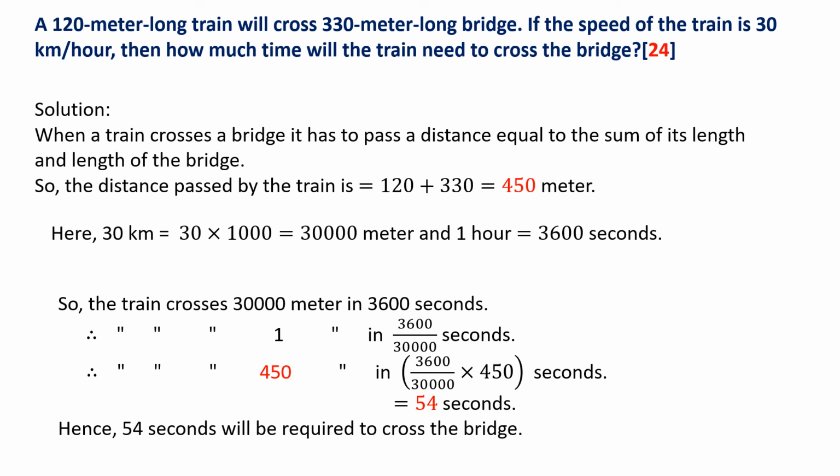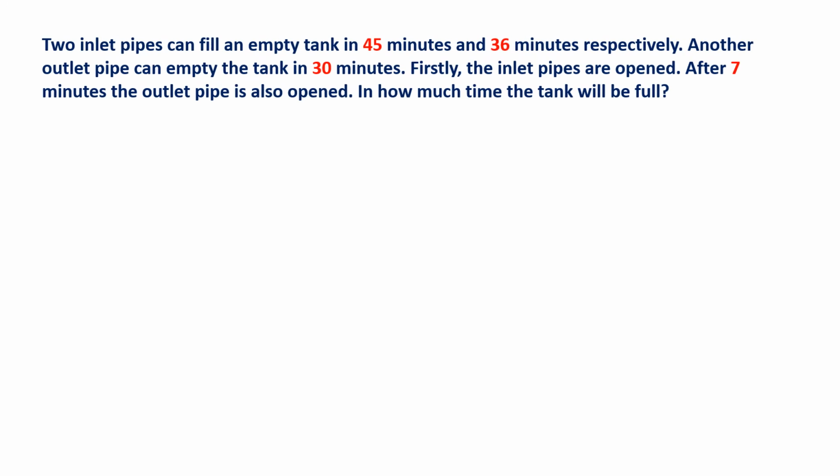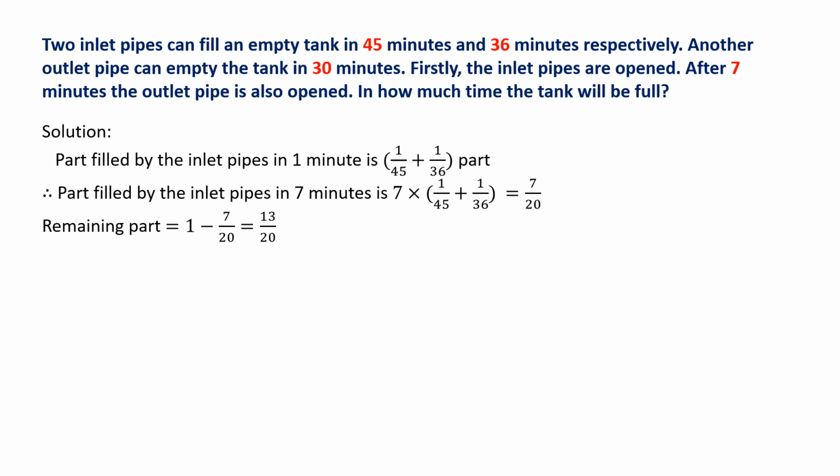Well, that's it. No problems for today, only one problem, and this is a previously assigned homework to you. I consider it to be solved in this class, so let us try to solve this one. Well, there are two inlets. One can fill the tank in 45 and the other one can fill it in 36 minutes. Another outlet pipe can empty the tank in 30 minutes.